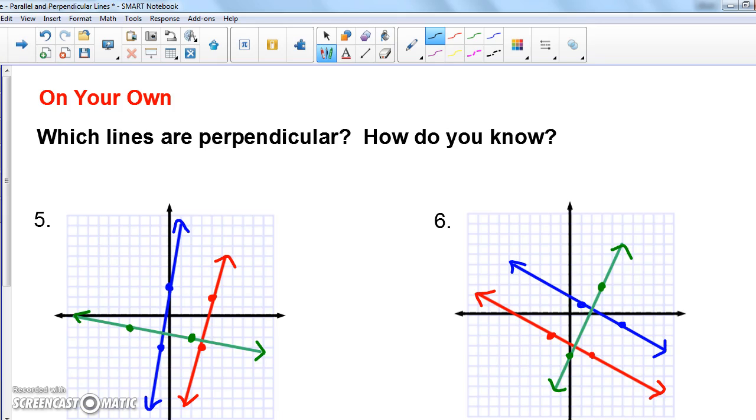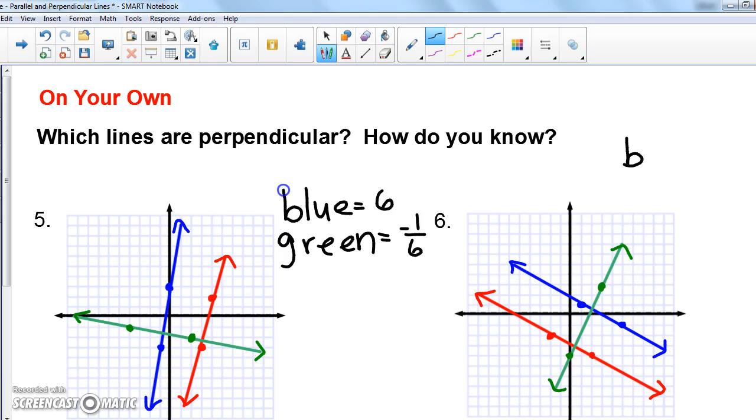Okay, so for number 5, the two that are perpendicular, you should have gotten blue and green because the blue one is 6 and the green one is -1/6. Okay, so that's number 5. Number 6 should also be blue and green.